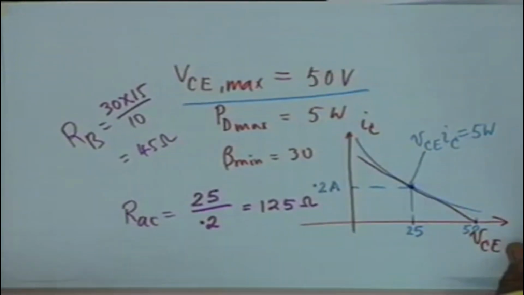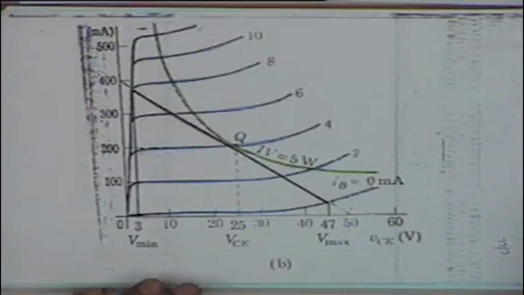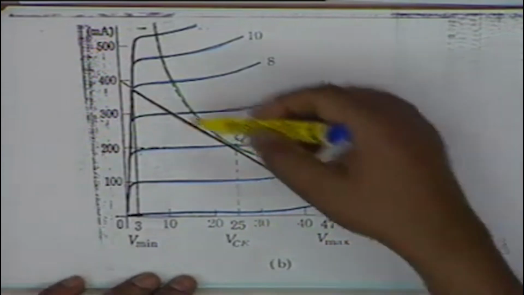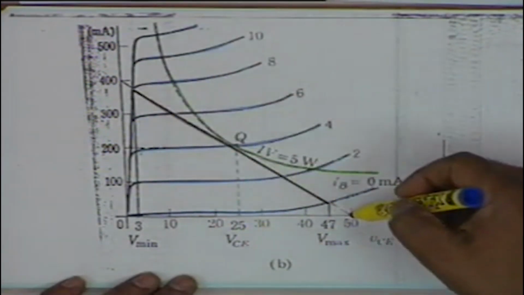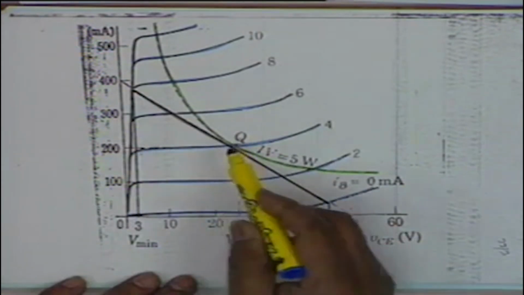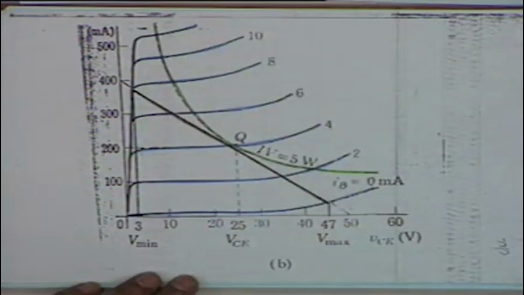But the next question is, how is the efficiency affected? What is the efficiency of this particular circuit? For that, of course, we shall have to look at the exact characteristics, and the characteristics of this transistor are depicted here. Now comes the question of practical considerations. You see, this is the 125 ohm line, 25 volt, 0.2 ampere, this is the Q point, and these are the actual characteristics, the blue lines.